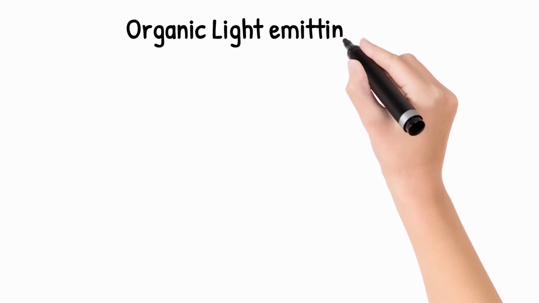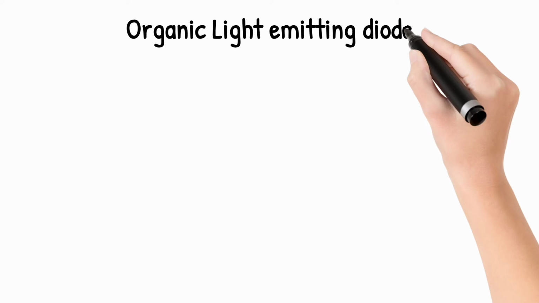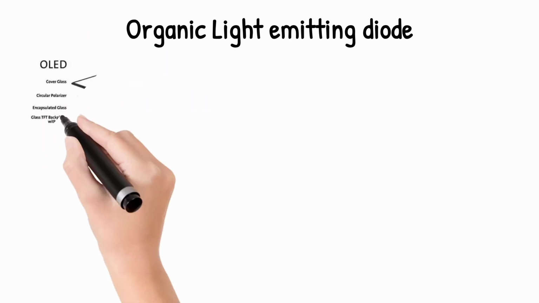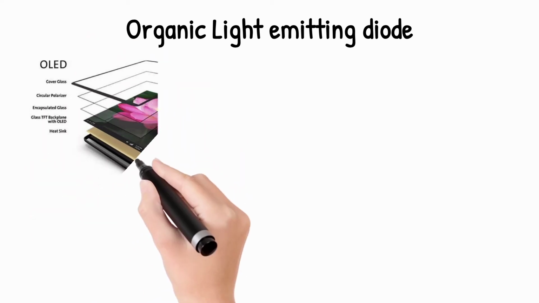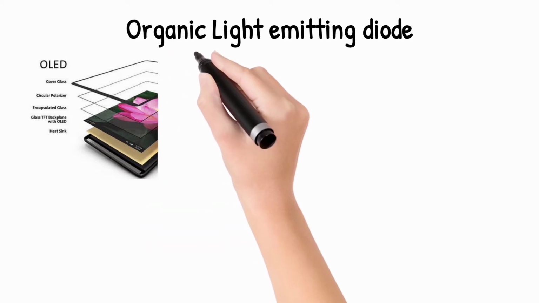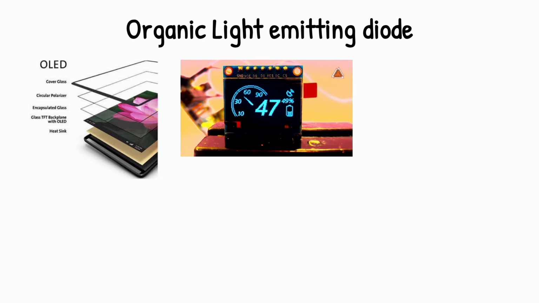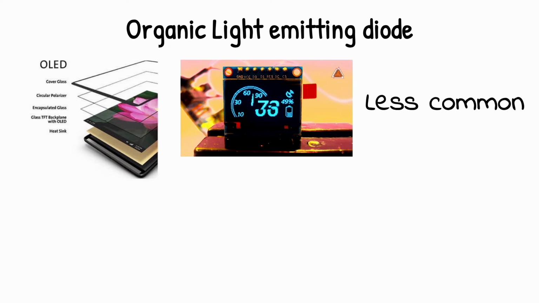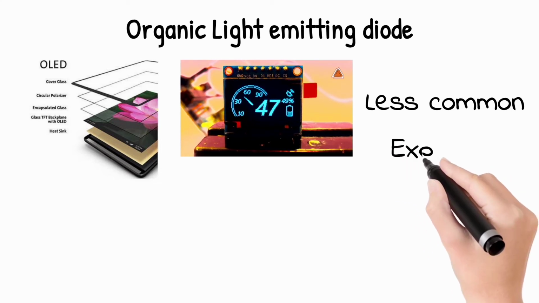Organic light emitting diode. Organic light emitting diode, OLED, monitors provide higher contrast, better color reproduction, and viewing angles than LCDs, but they require more power when displaying documents with white or bright backgrounds, and have a severe problem known as burn-in just like CRTs. They are less common than LCD monitors and are often more expensive.